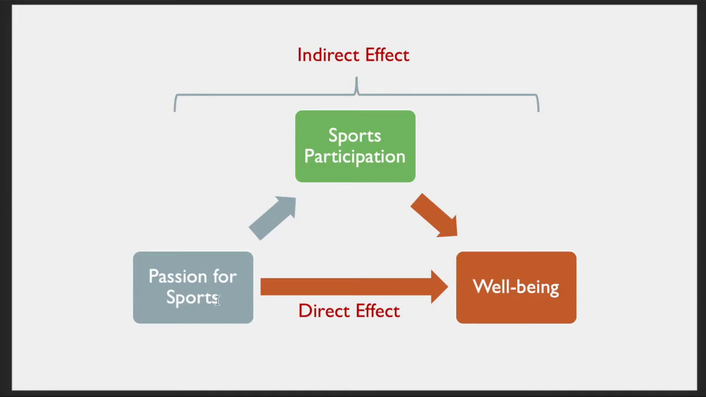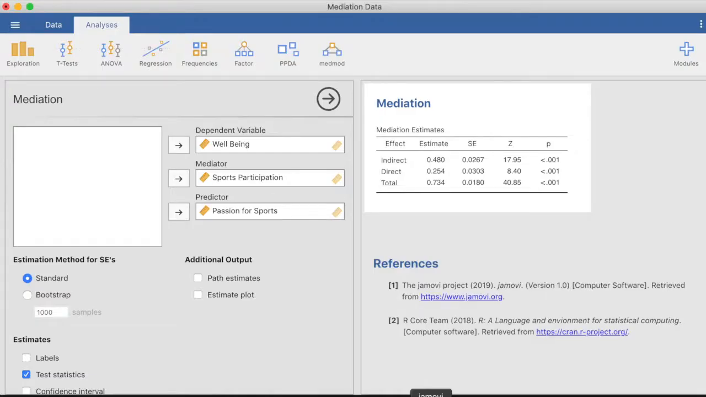There is full mediation when, after accounting for the effect of passion for sports on well-being via sports participation, we no longer have a significant direct effect. Passion for sports no longer influences well-being because much of the influence of passion for sports on well-being is explained by sports participation, and there are no more residual effects. That would be full mediation. But right now, what we are seeing here is a partial mediation.